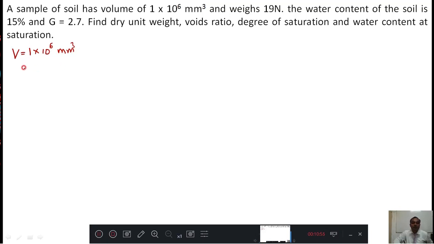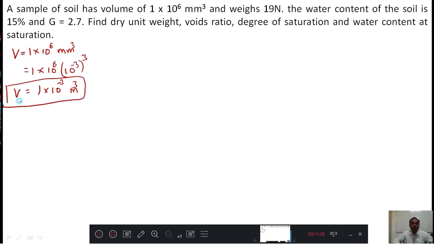Therefore 1 into 10 raised to 6. Milli means 10 raised to minus 3. Millimeter cube means 10 raised to minus 3, cubed. Therefore the answer here I got is 1 into 10 raised to 6 into 10 raised to minus 9. Then the volume I got, a very small volume, is 1 into 10 raised to minus 3 meter cube. This is a conversion, not given in the problem.